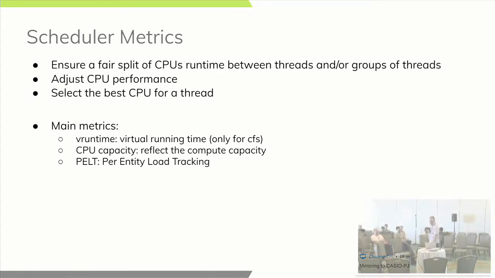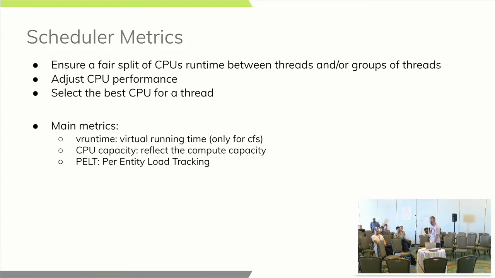The metrics, I also explained that. We have the main metric, vRuntime, which is a virtual running time used to decide which task will be scheduled on the CPU. It's only this that decides. Each time the tick happens, we look for the task with the minimal vRuntime. I will explain a bit later how it moves on.